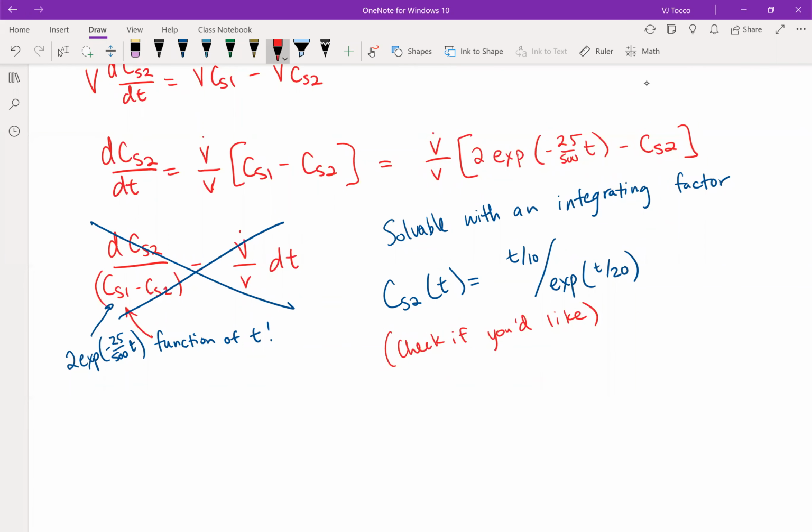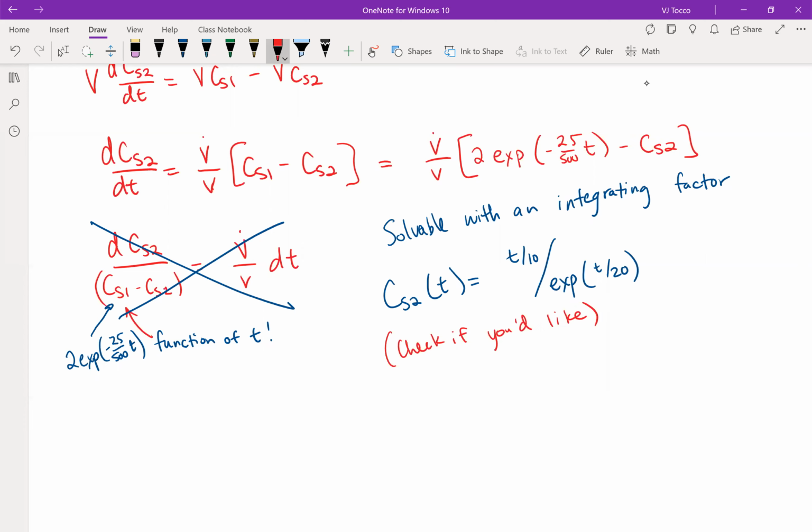If you'd like to try this on your own, putting that knowledge from differential equations to good use, or if you don't remember how to do an integrating factor, once again, in the next video, I'll show you how to do it with what's called the Euler method. So that's going to wrap up this video.